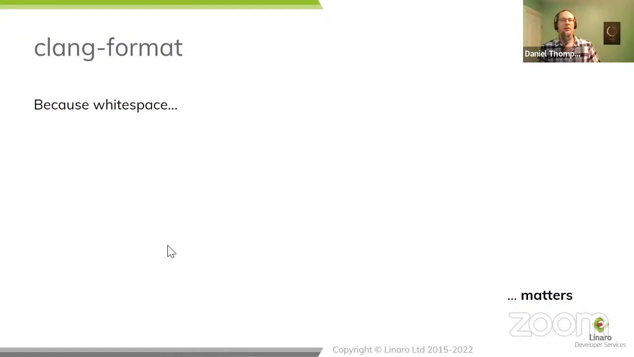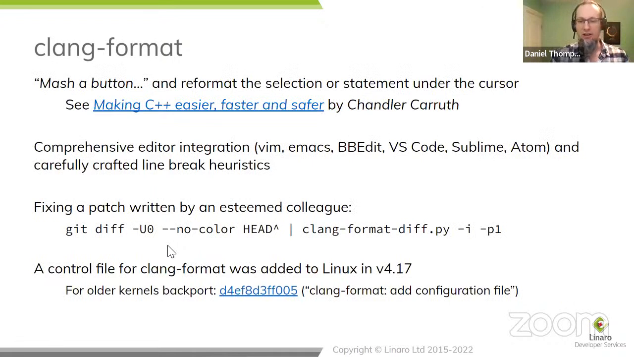Which leads us into a tool. The tool is called Clang Format, and it can make a very significant difference to the way you think about laying out source code. It is introduced in this conference talk by Chandler Carruth of Google, called Making C++ Easier, Faster and Safer, where he introduces Clang Format to the audience.